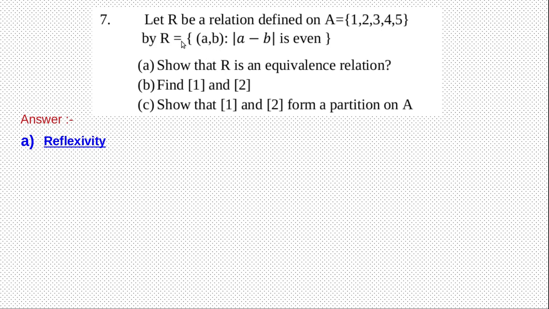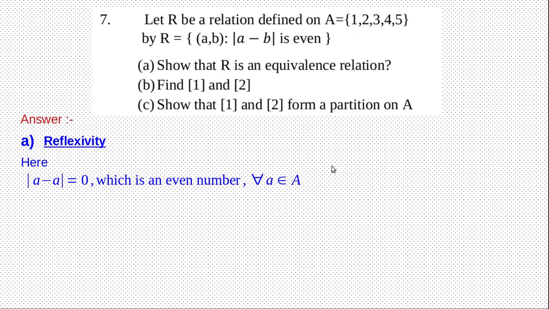For (a, b) to be a member of this relation, mod a minus b is even. Then what is the condition for (a, a) to be a member of this relation? Mod a minus a is even. What is mod a minus a? Mod a minus a is mod 0, and mod 0 is equal to 0. Is 0 an even number? Sure, 0 is an even number. Therefore, mod a minus a equals 0, and 0 is an even number. That is true for every element in this set A.